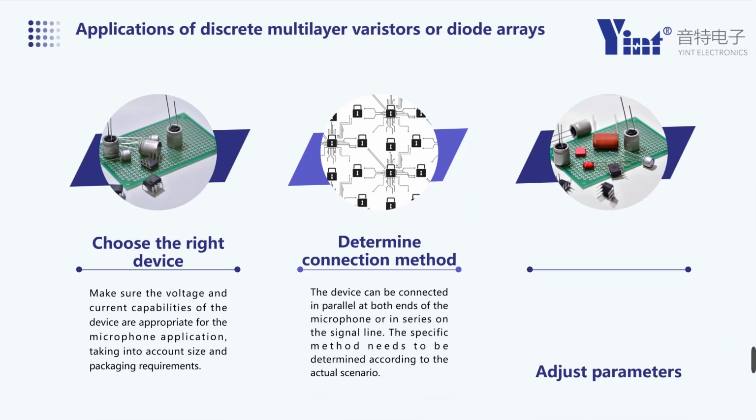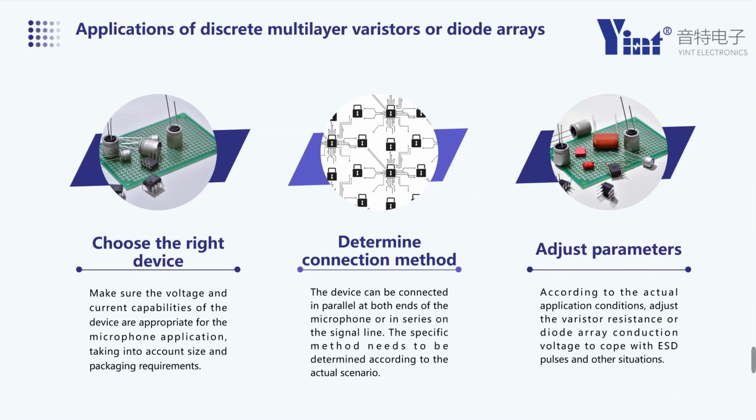Applications of discrete multilayer varistors or diode arrays. Make sure the voltage and current capabilities of the device are appropriate for the microphone application, taking into account size and packaging requirements. The device can be connected in parallel at both ends of the microphone or in series on the signal line. The specific method needs to be determined according to the actual scenario. According to the actual application conditions, adjust the varistor resistance or diode array conduction voltage to cope with ESD pulses and other situations.